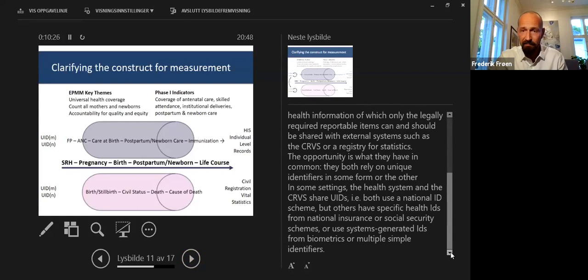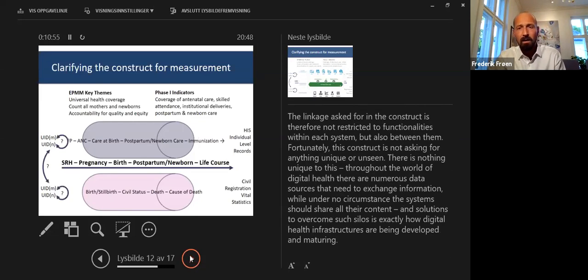The opportunities, on the left, what they have in common, is that they both rely on unique identifiers in some form or the other. In some settings, the health system and the CRVS share UIDs. In other words, both use a national ID scheme, but others have specific health IDs from national insurance systems, social security systems, or they use system-generated IDs from multiple simple identifiers or from biometrics. The linkage we're asking for in this construct is therefore not restricted to functionalities within health information systems or within CRVS, but also between them.